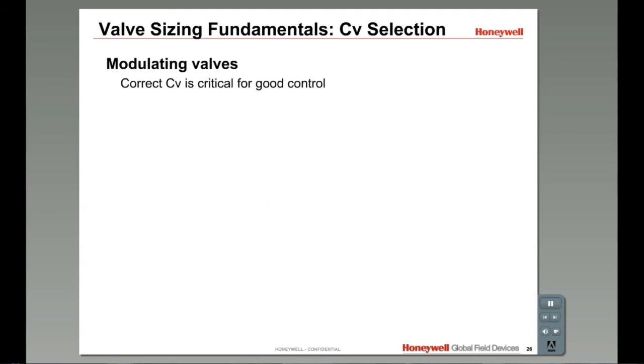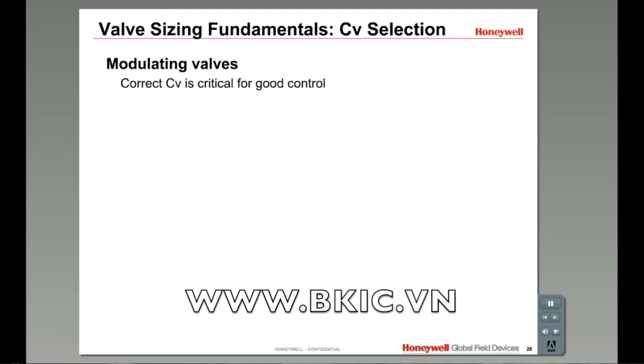With valves used for modulating proportional control, it is critical to select the correct CV in order to have good temperature control. If the valve CV is too large, it will operate at a very small opening, resulting in very poor control and possible valve or actuator damage.